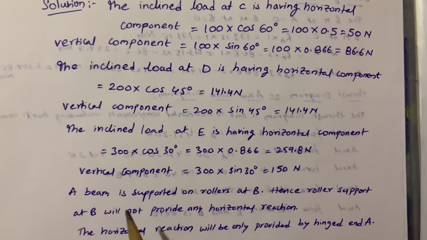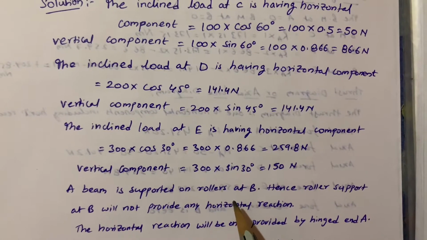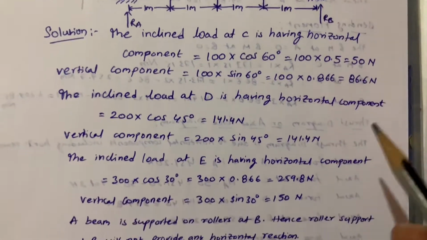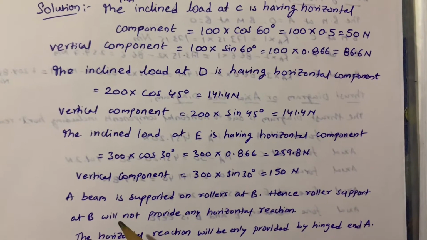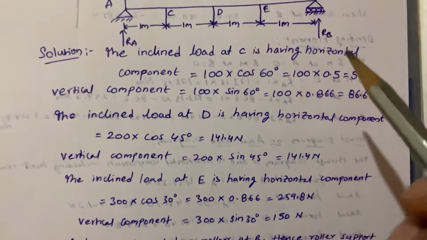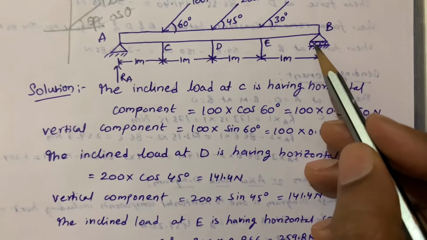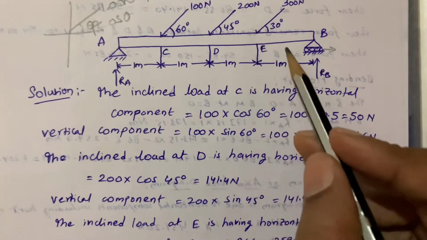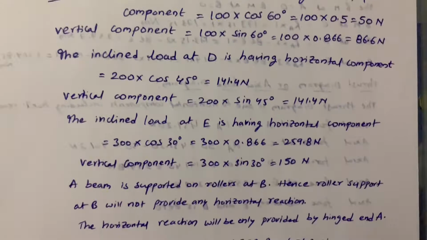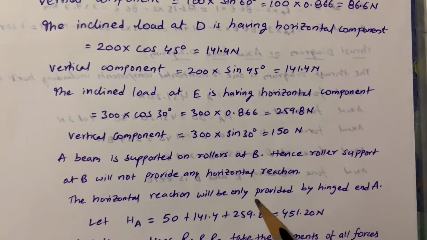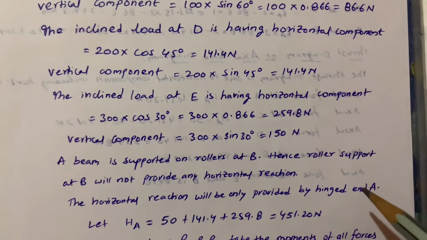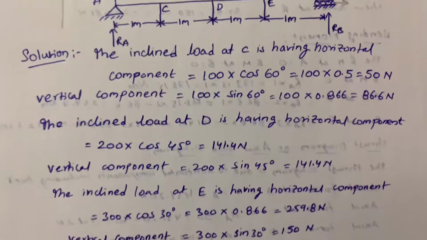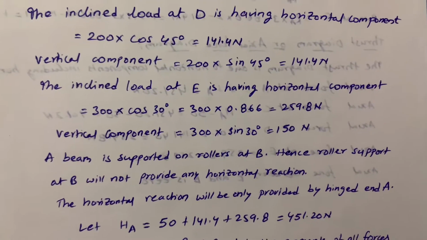After that, the beam is supported on a roller at B. This is a roller support. Hence the roller support at B will not provide any horizontal reaction. Why? Because the support is a roller. Roller support is nothing but a moving support, so there are no horizontal forces in this roller support. And next, a horizontal reaction will be provided only at the hinged end. This is the hinge portion. The symbol represents a hinge at A. So the horizontal reaction will be at point A only.